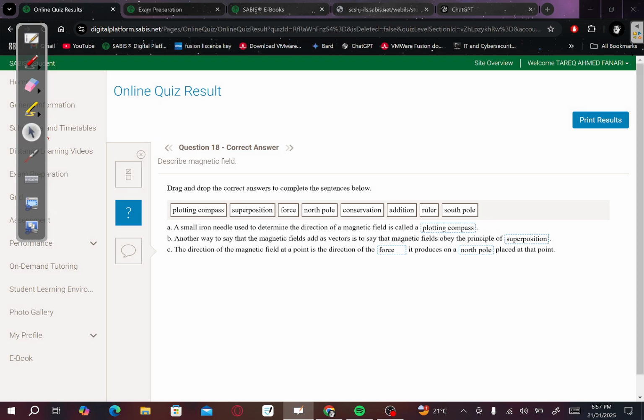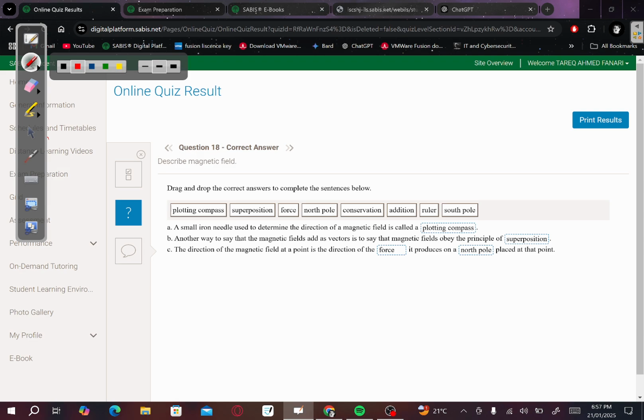The direction of the magnetic field is the direction of the force it produces on a north pole placed at that point. If you think about plotting it, draw the magnet as N. It's going from the north, and there's a force here. There's obviously going to be a magnetic force. So this is the force that is being produced on the North Pole. This is just the direction of the magnetic field.